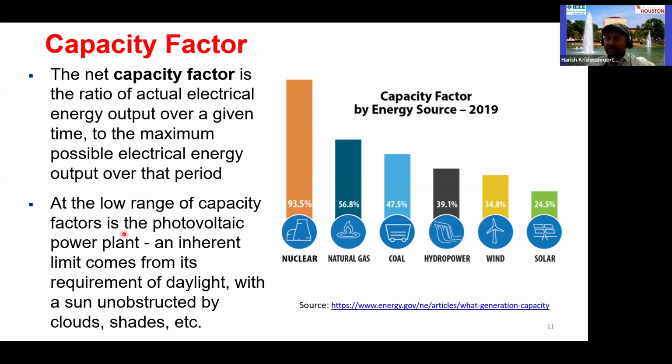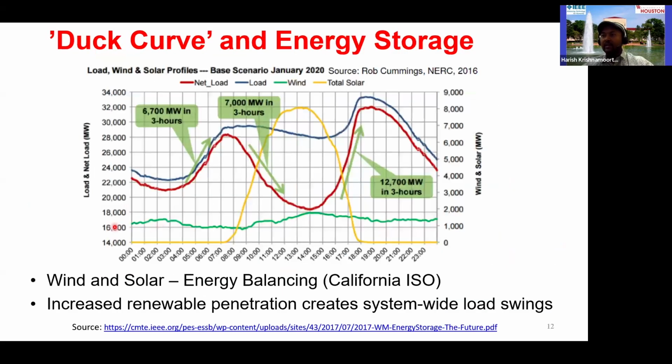So there are ways. How do we improve the capacity factor? That is a very, very critical challenge that we are seeing in the utility industry. There's another term which is becoming very famous nowadays, the duck curve.